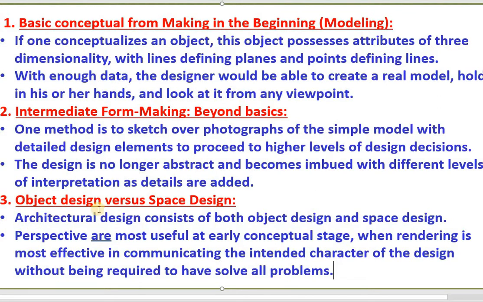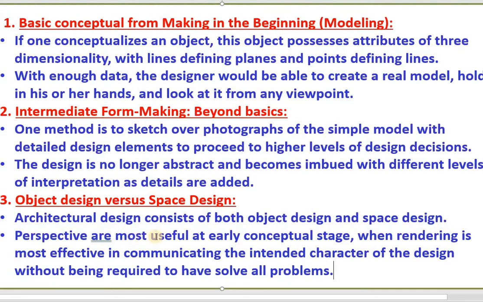Number three, object design versus space design. Architectural design consists of both object design and space design. Object design, if you have the topic for design and you need to think about it, that's what you design. Space design, you organize the space inside the model, inside the project, and you start to design.